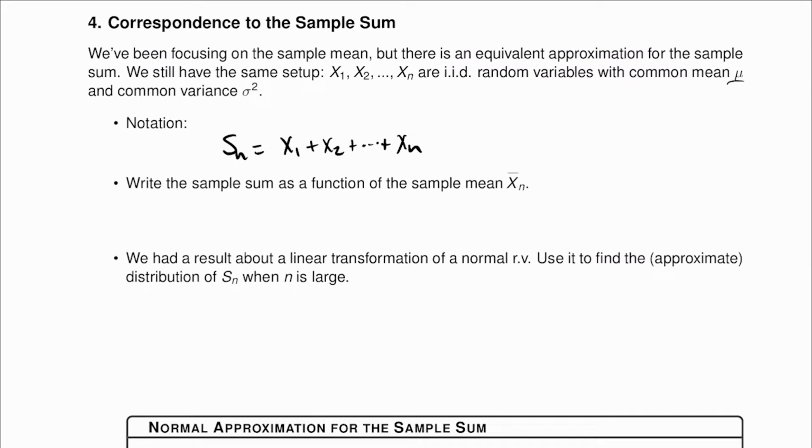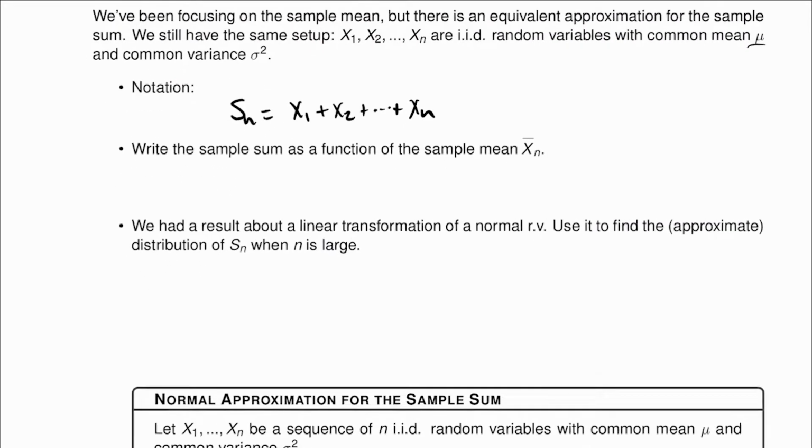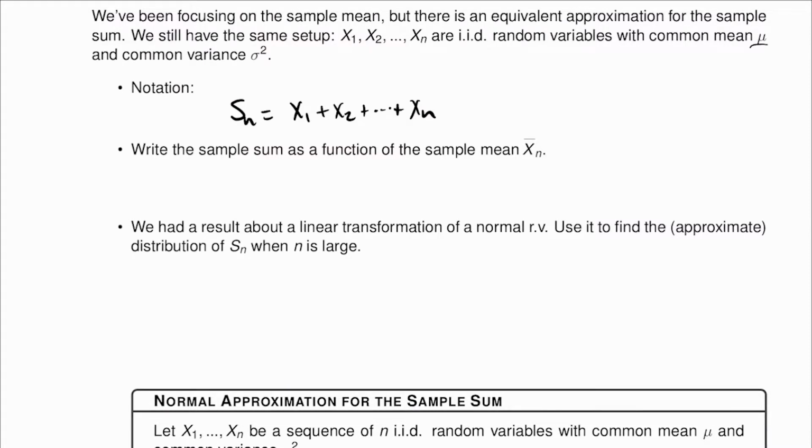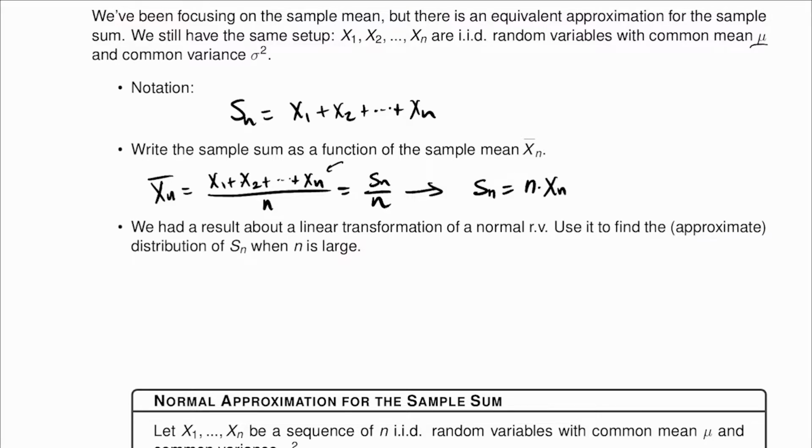Now, if we want to write the sample sum as a function of the sample mean, remember that the sample mean is the sum of the n random variables x1 until xn over n. So that means the numerator is Sn, and the sample sum is n times the sample mean.